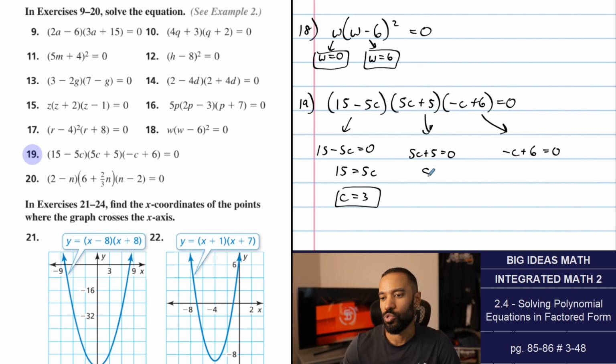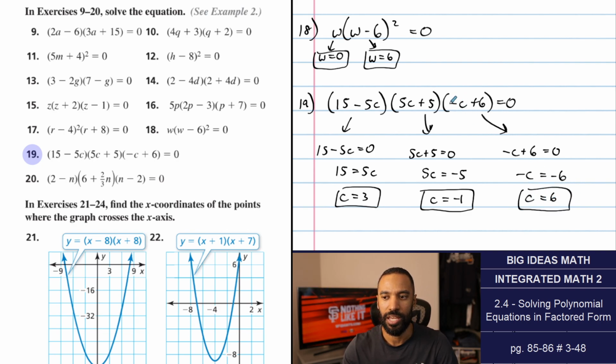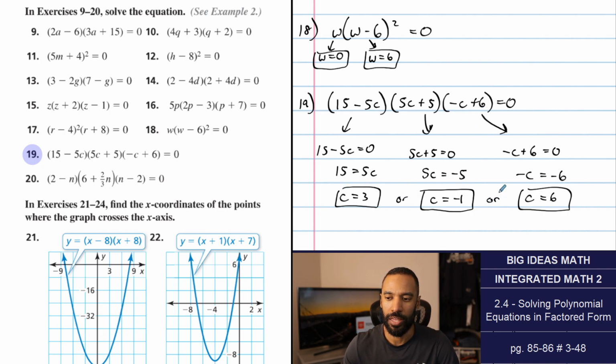Maybe you know this answer as well if you think about what you can substitute in. But if I subtract 5, then divide both sides by 5, I'll get -1. And lastly, I could subtract both sides by 6, but I still have to divide both sides by -1, right? Switch the signs, that would give me c equals 6. And that makes sense. -6 plus 6 gives me 0. Three different answers, one or the other, or the other.